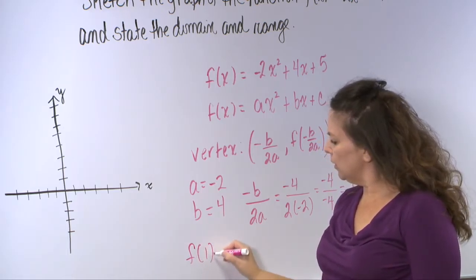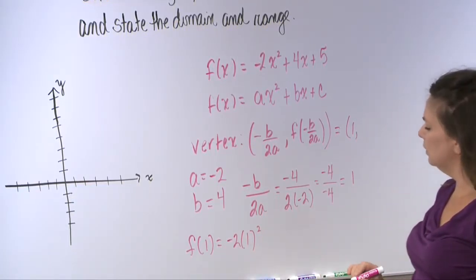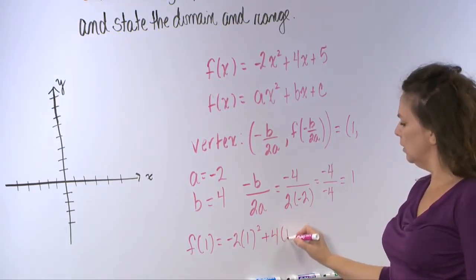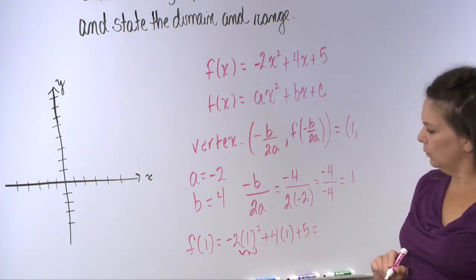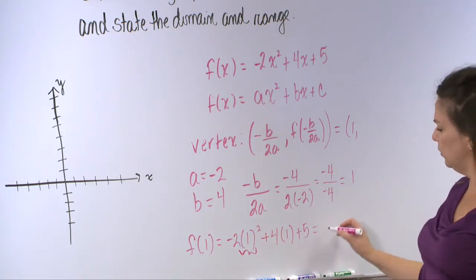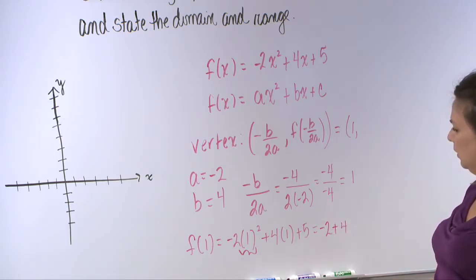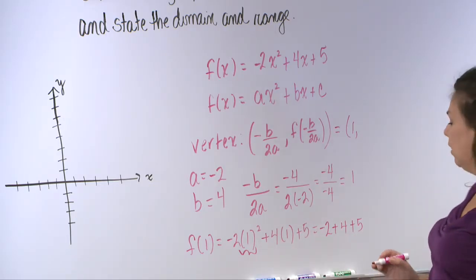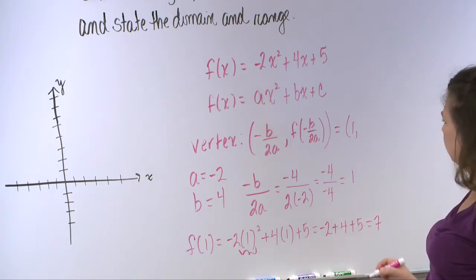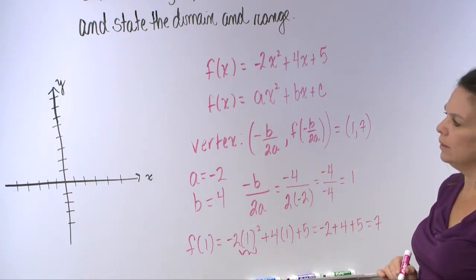And so I have f of 1 is equal to negative 2 times 1 squared plus 4 times 1 plus 5. If we square 1, we'll get 1 multiplied by negative 2 gives us negative 2, plus 4 multiplied by 1 gives us 4, plus 5, and adding up negative 2 plus 4 plus 5 will give us a total of 7. So our vertex is the point (1, 7).